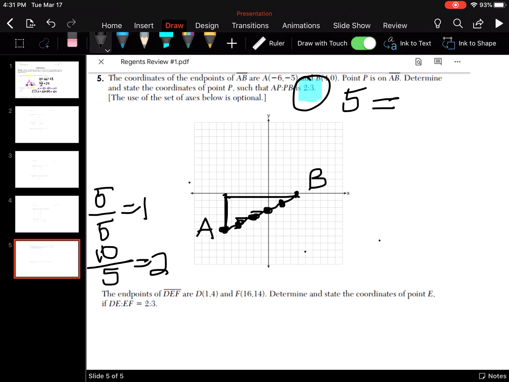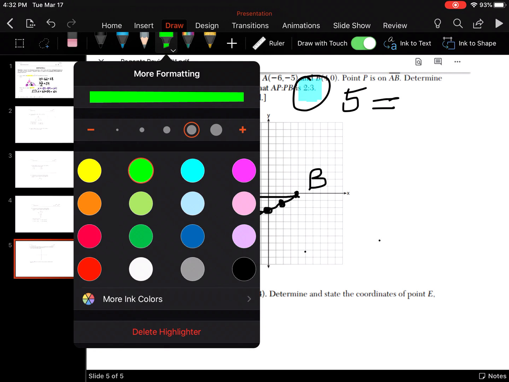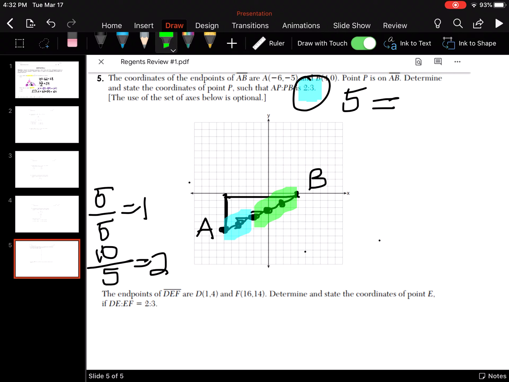So now we need to pick the point that's 2 segments to 3 segments. So here's 2 segments. And here are 3 segments. So that one point where the highlighter changes color would be the answer. So this is negative 2, negative 1, negative 2, negative 3, I think, because my graph is very sloppy. So I'm going to do this arithmetically.